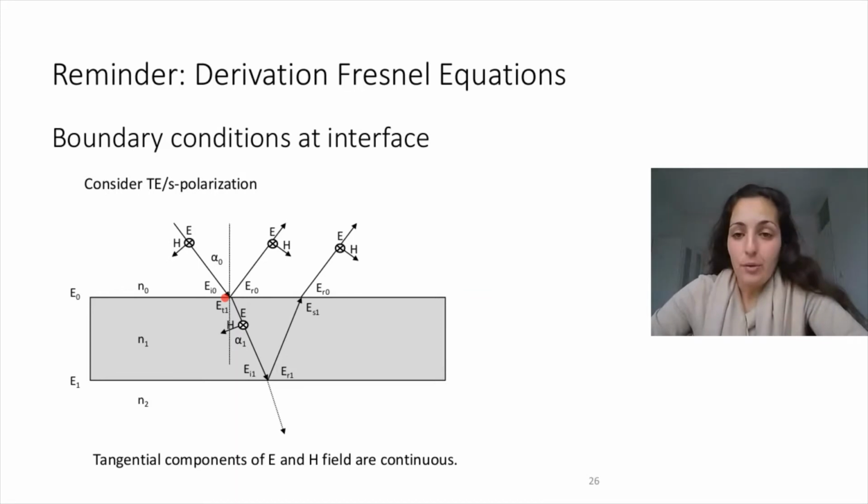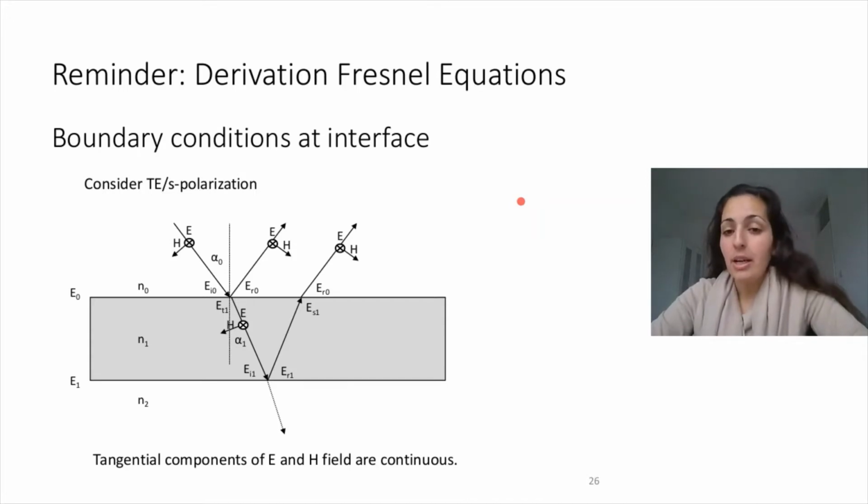And then we figured out from Maxwell equations that the tangential components of the E field and the H field are continuous. That's important for our later derivations, and it was also important for deriving the Fresnel equations. The other very important thing is that we considered certain polarizations. So we split up our incoming wave into TE, transverse electric polarization, and TM, transverse magnetic polarization.